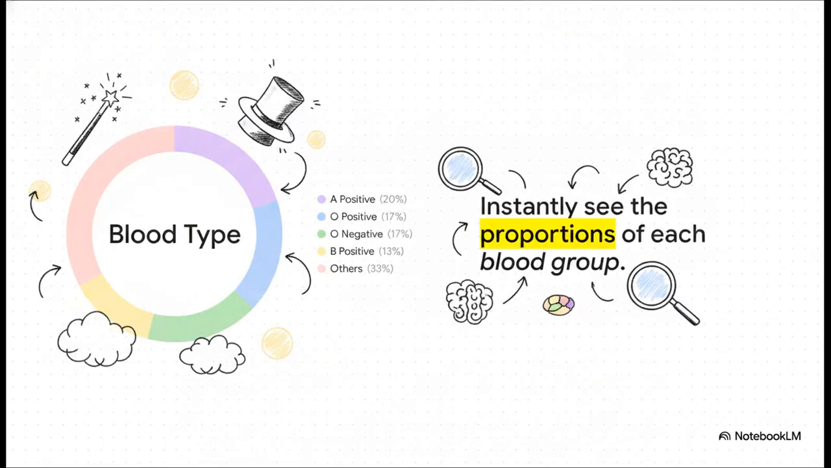Ye dekhiye jadoo. The absolute second we map this over to a visual donut chart, it instantly organizes all that chaos. The visual slices immediately communicate the true story. You instantly see that massive chunk of others, and right next to it, the prominent slice for A positive. This right here is exactly why we use pie charts. It's all about giving the audience an immediate, entirely effortless understanding of proportions.